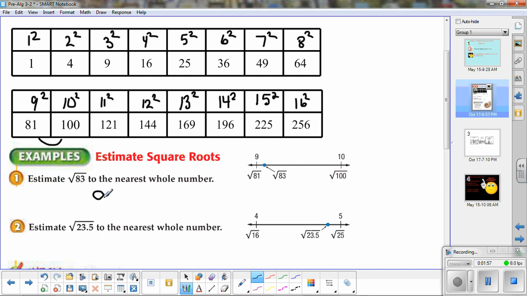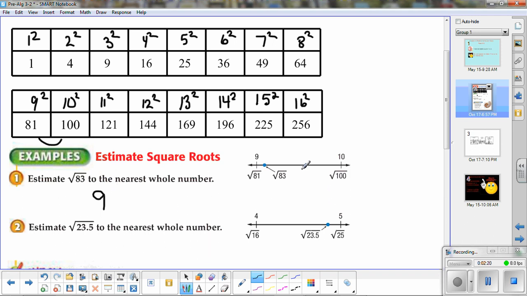Now, one of the most common mistakes some kids make is they say 81. 81 is not the answer because the square root of 83 is not 81. It's about 9 because 9 times 9 is 81, which is really close to 83. So to the nearest whole number, the square root of 83 is 9.